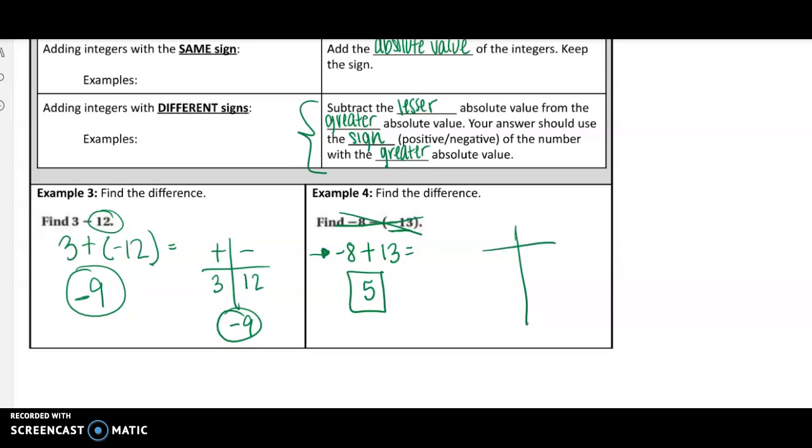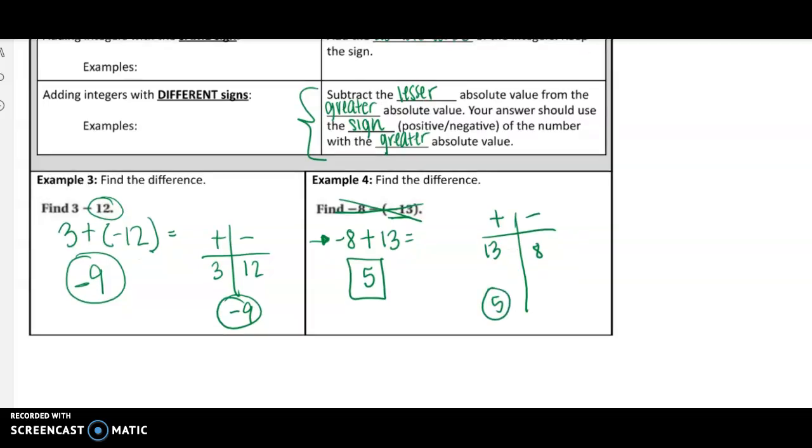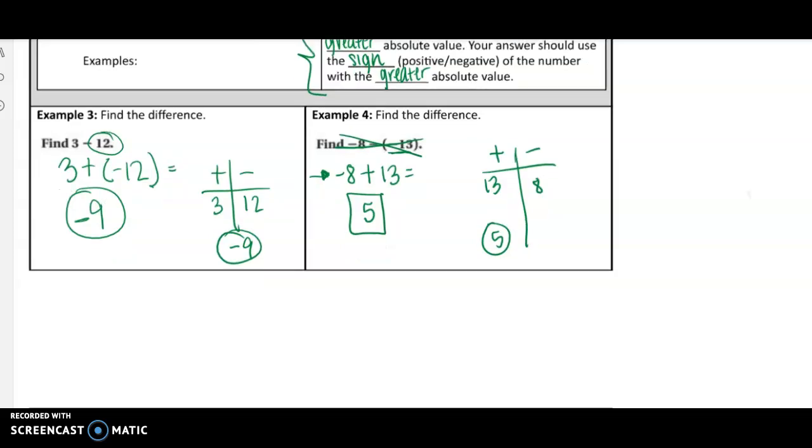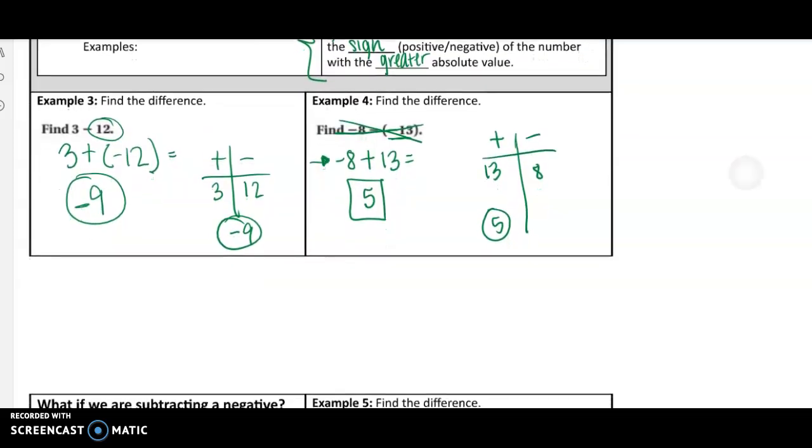Now we can also use our scoreboard method. The positive team had 13, the negative team had 8, so the positive team is winning by 5. You can see it works for both methods, as long as you know that you have to rewrite our subtraction as addition.